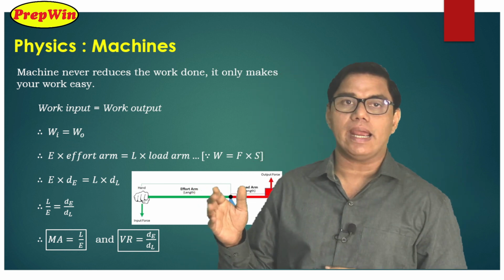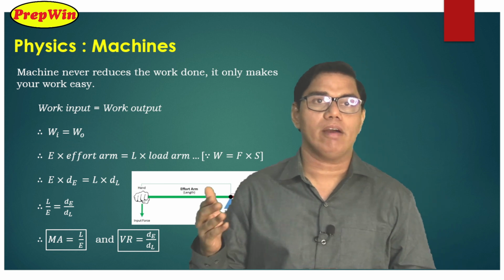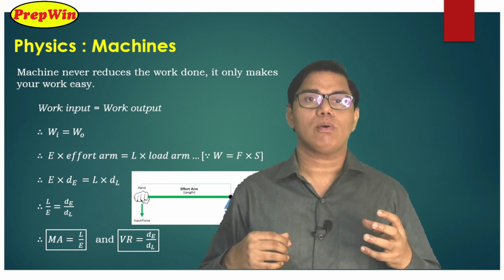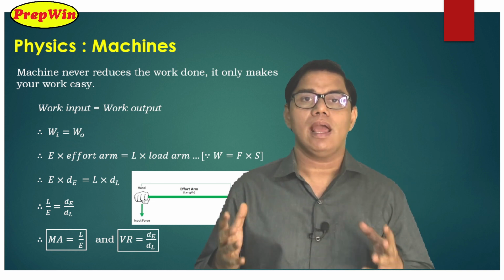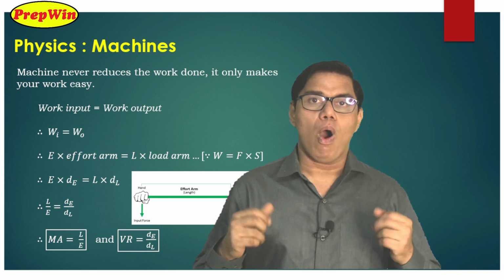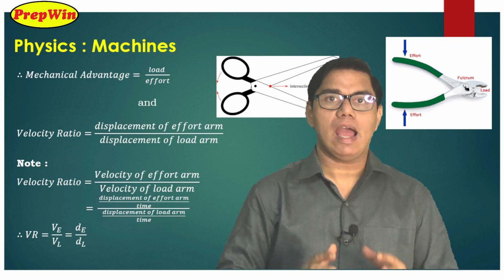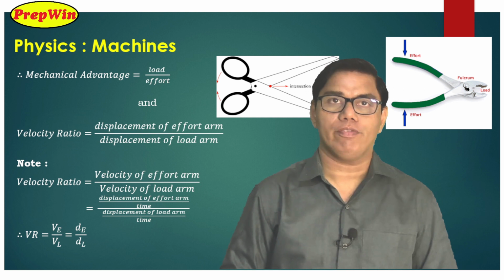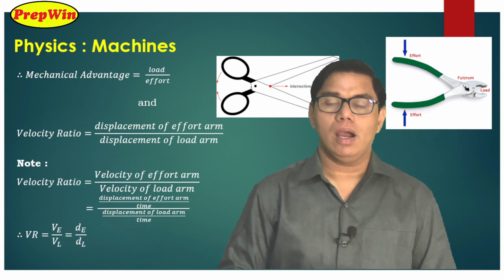On the right hand side, it is displacement of effort upon displacement of load, which is said to be a velocity ratio or VR. Henceforth, these two physical terms, that is mechanical advantage and velocity ratio, will be used very frequently. Also, we are going to derive a relationship between them. So here we have two results. That is, mechanical advantage is equal to load upon effort, whereas velocity ratio is displacement of effort arm upon displacement of load arm.